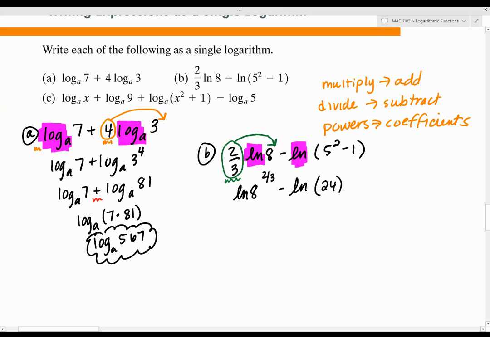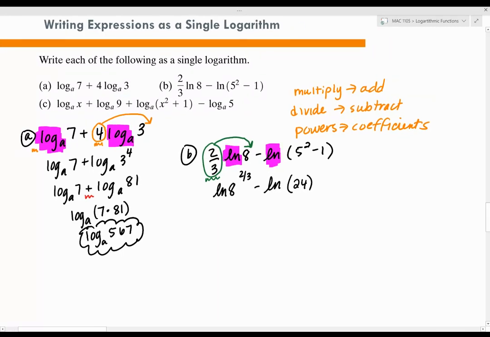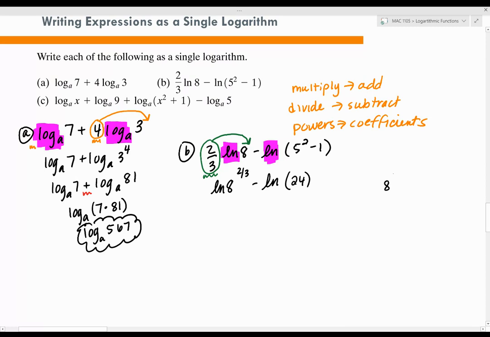All right, let's simplify 8 to the 2/3. You can punch that into your calculator, or if you remember transferring rational exponents into radicals, 8 to the 2/3 power is the same thing as the cube root of 8 raised to the second power. So the cube root of 8 is 2, and 2 squared is 4. So we're going to have the natural log of 4 minus the natural log of 24.